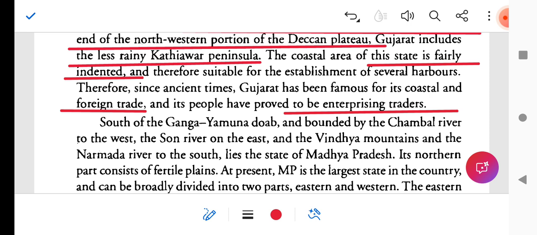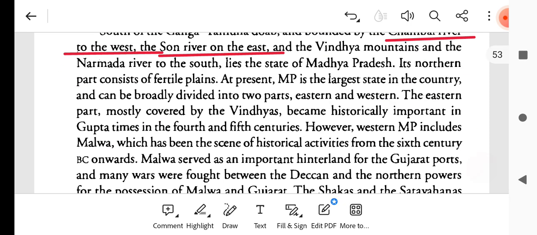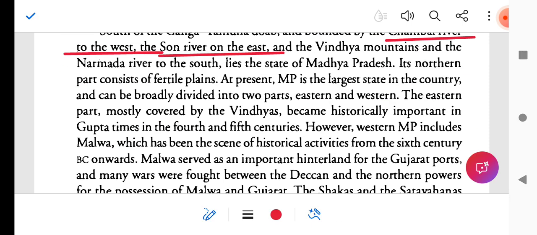South of the Ganga Yamuna Doab and bounded by the Chambal River to the west, the Son River on the east, and the Vindhya Mountains and the Narmada River to the south, lies the state of Madhya Pradesh. So this is the important phrase. It's south of Ganga Yamuna Doab, bounded by the Chambal River to the west, the Son River on the east, and Vindhya Mountains and the Narmada River to the south, lies the state of Madhya Pradesh. So in ancient time, Madhya Pradesh was known as Madhya Desh.